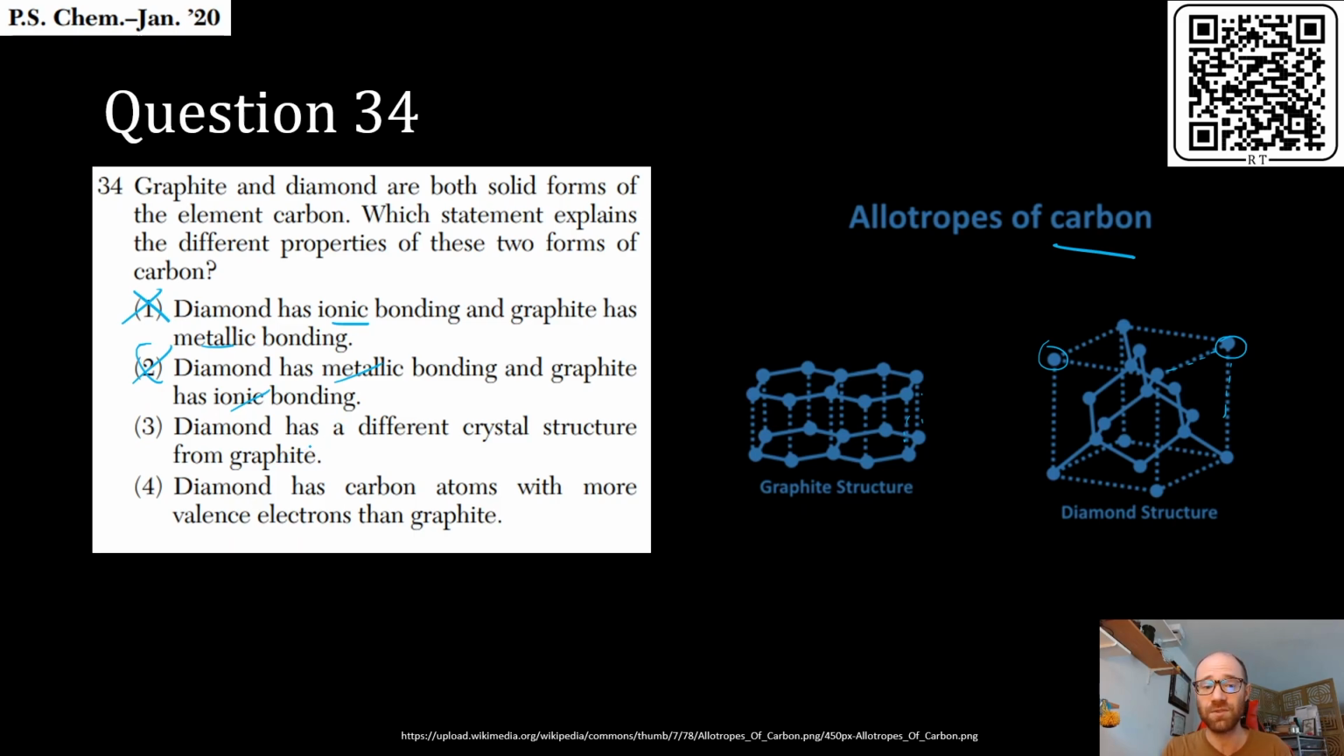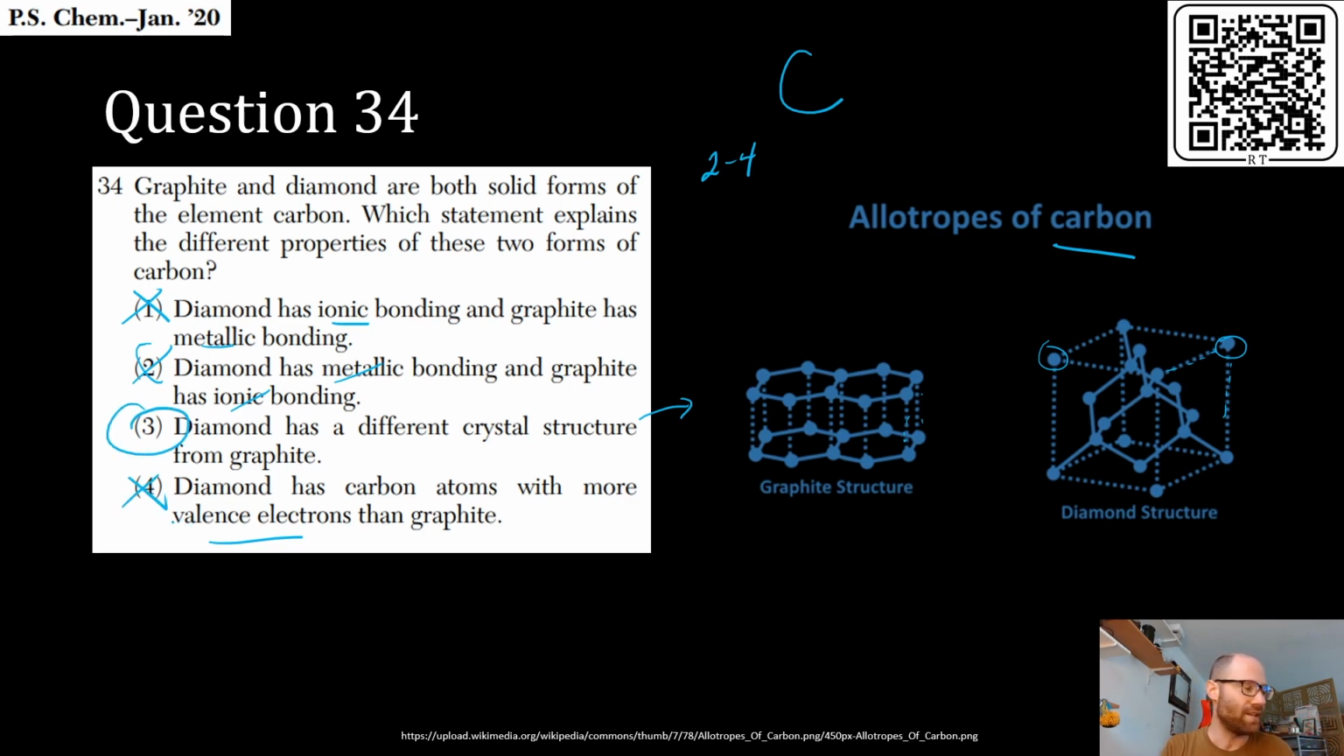Diamond has a different crystal structure than graphite. Well, that's absolutely true. Diamond has carbon atoms with more valence electrons than graphite. I didn't copy it over here, but carbon, if you look on the bottom, is 2-4. Every atom of carbon has the same number of valence electrons, so that's out too. This is a structural difference.